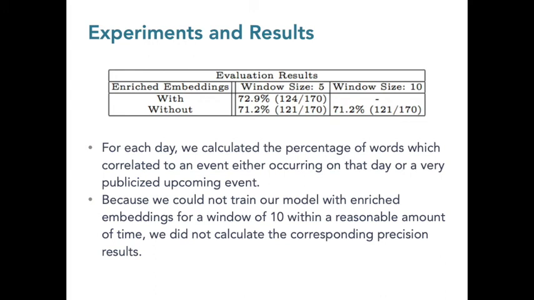For the enriched embeddings, we got a slightly higher result. For the enriched embeddings with a window size of 5, our results were 72.9%, 124 out of 170 total results that we got. For the non-enriched embeddings, we got 71.2%, which would be 121 out of 170 for a window size of 5, and also for a window size of 10, we got the same exact results.